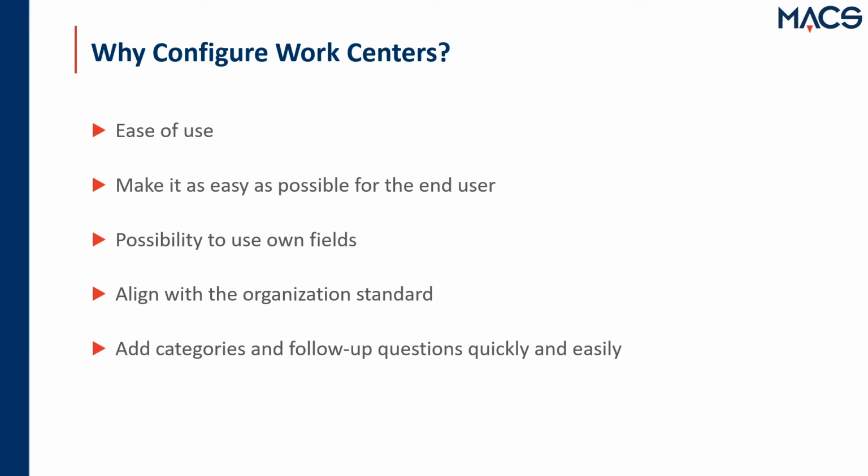And last but not least, of course, the one I showed at first, the add categories and follow-up questions. You can now quickly and easily change that and also set it up for the service request work center. And as I told already before, before this version, before 7.6.1.1, that had to be done in the back office of IBM Maximo, in the back end, and now you can do it in the work center as easily as I showed it. So these are a couple of points of what I was thinking of by the question, why should you configure work centers?